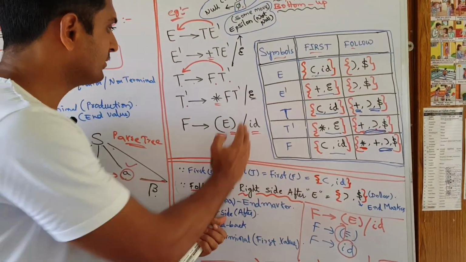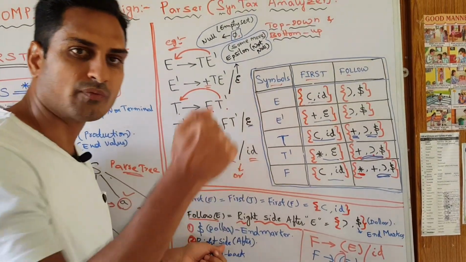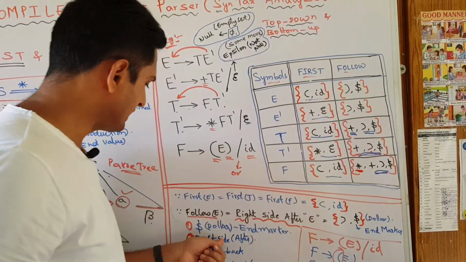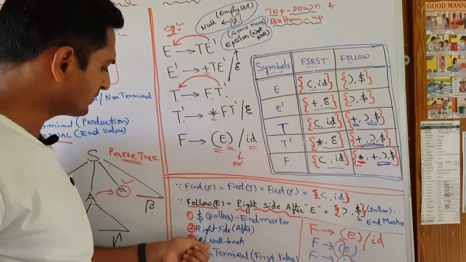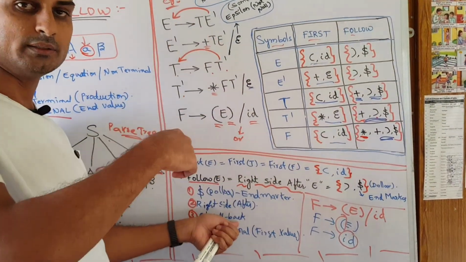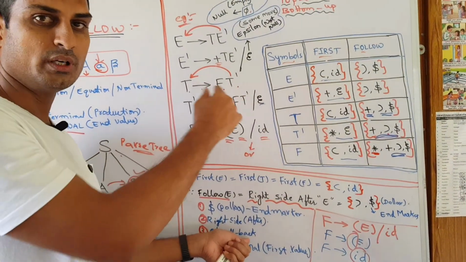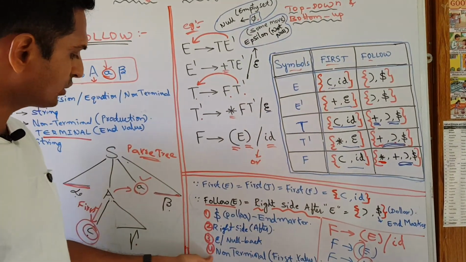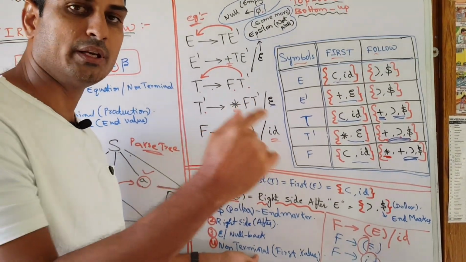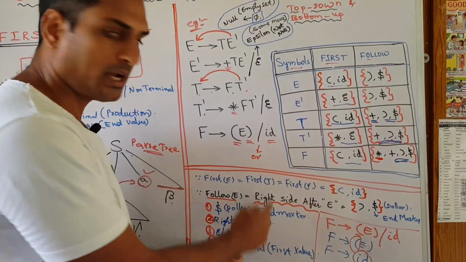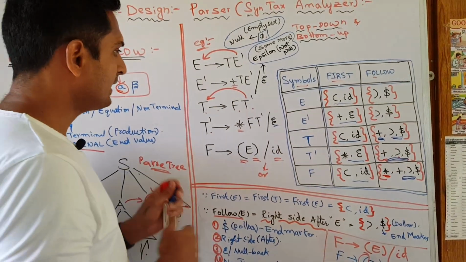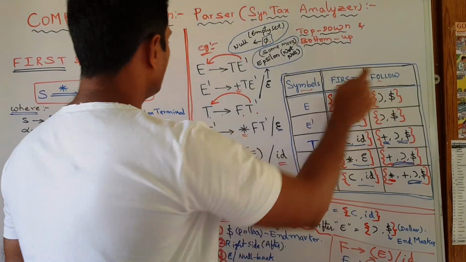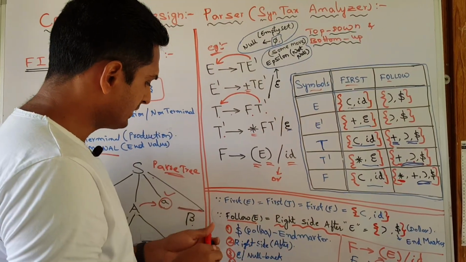Second, the right side: after the follow, we need to take the next value on the right side. If you get epsilon or null, we need to go back. I will show you here. You will come to know. You can repeat my video. Next, if you get a non-terminal, we need to take its first value. This I will repeat. Don't worry. Next is follow. What is follow? We need to take the right side.